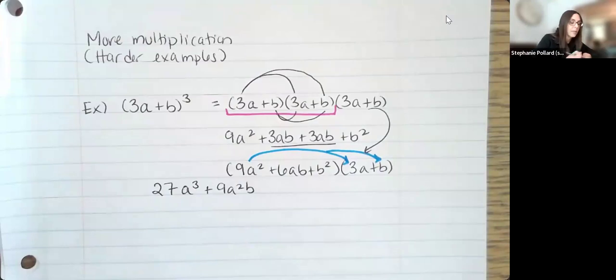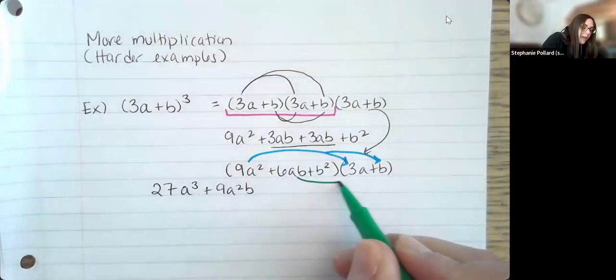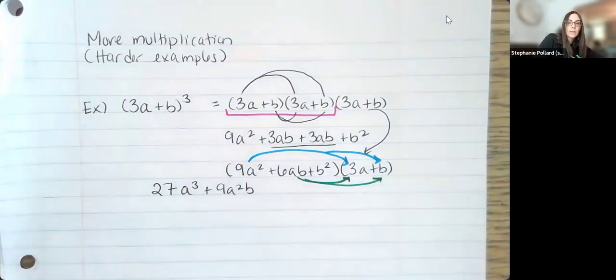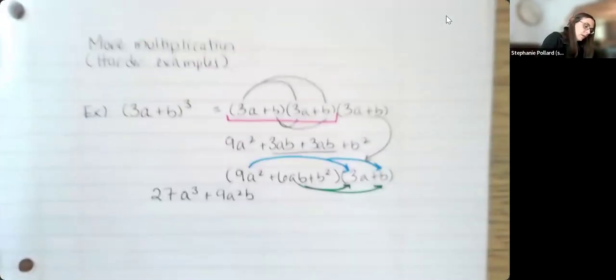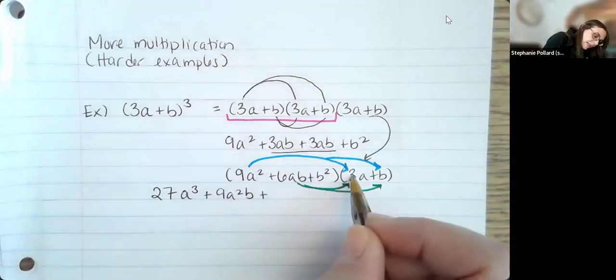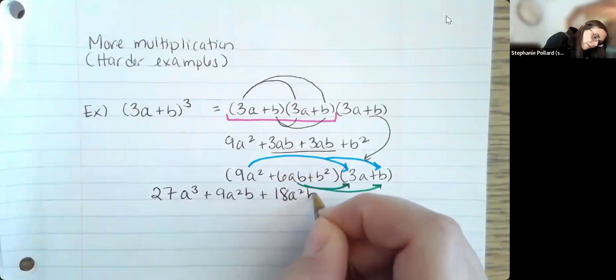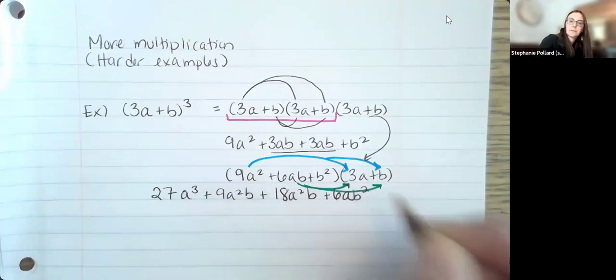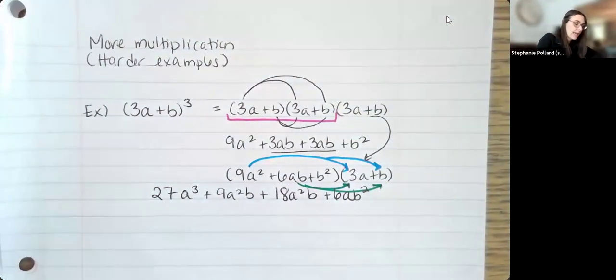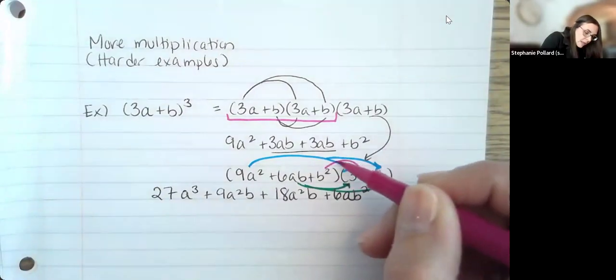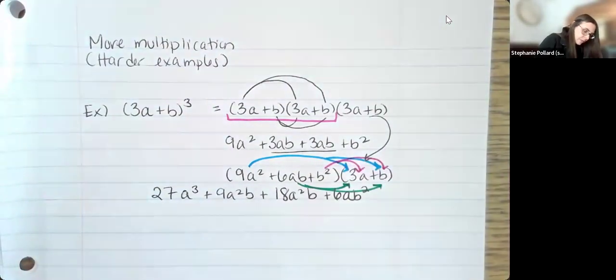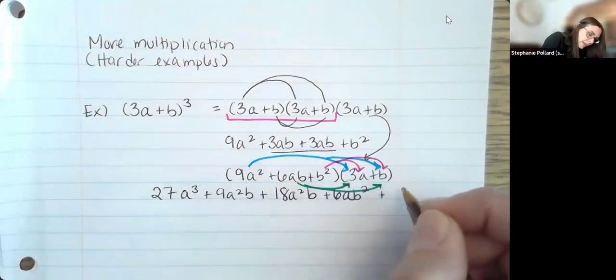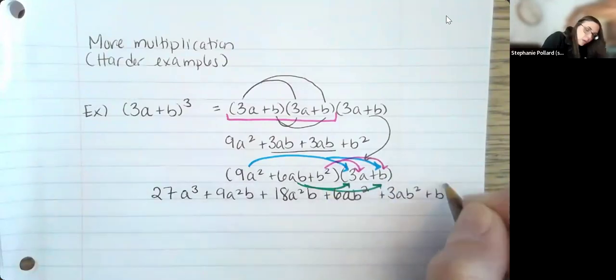Then I'm going to go ahead and do the same thing, but for the 6ab. So I'm going to multiply that with the 3a and then also with the b. So let's see, 6 times 3 is 18, so that's 18. A times a is a squared, and then don't forget you have a b here. And then I have 6a, and b times b is b squared. And then I'm going to do the last one, so b squared times 3a, and b squared times b. So b squared times 3a is just 3ab squared, and b squared times b is b cubed.